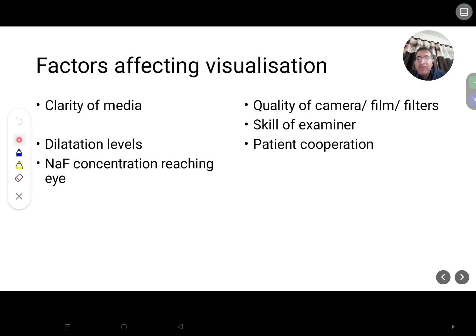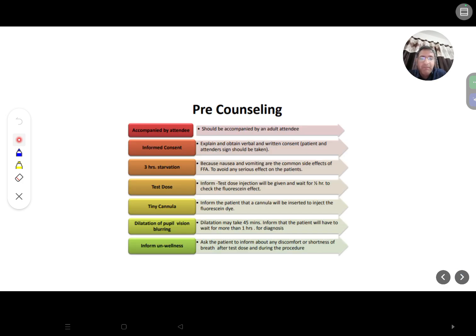The third one is the sodium fluorescein concentration which is reaching the eye. If it's too concentrated, the dye will leak out very fast and we will not be able to see the structures. That's why the dose of fluorescein we are using is important. The quality of the camera, the film, and the filters also play a role. The examiner skill, no doubt, has a very important role, along with the patient's cooperation.